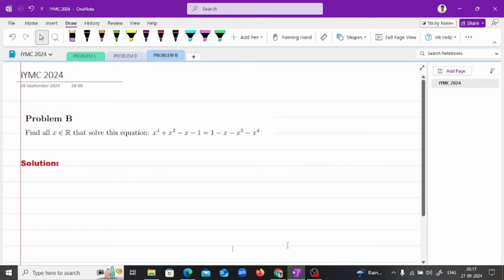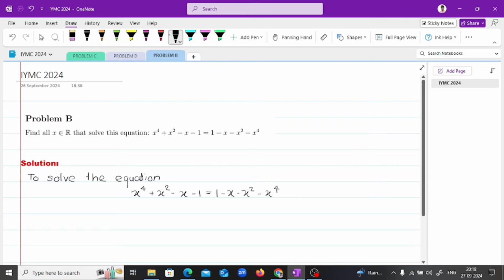So our problem is like this. Problem B. Find all x belonging to R that solve this equation. x raised to 4 plus x square minus x minus 1 is equal to 1 minus x square minus x raised to 4. So I will write down this equation once again. x raised to 4 plus x square minus x minus 1 is equal to 1 minus x square minus x raised to 4.